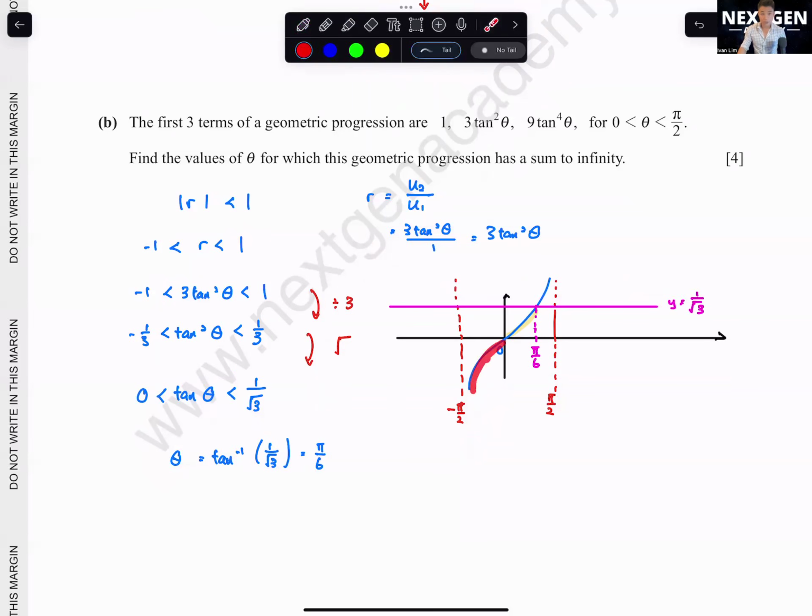Remember, we don't take the negative part here because of the square. We cannot square root it, so we need to take from here onwards. Unless here it was tangent theta from negative 1/3 to 1/3, then we can solve it with inverse tangent 1/3. But because here is a math error, we just consider from 0. So here is pi over 6. Our final answer will be from 0 to pi over 6. This will be the domain of our answers for theta.